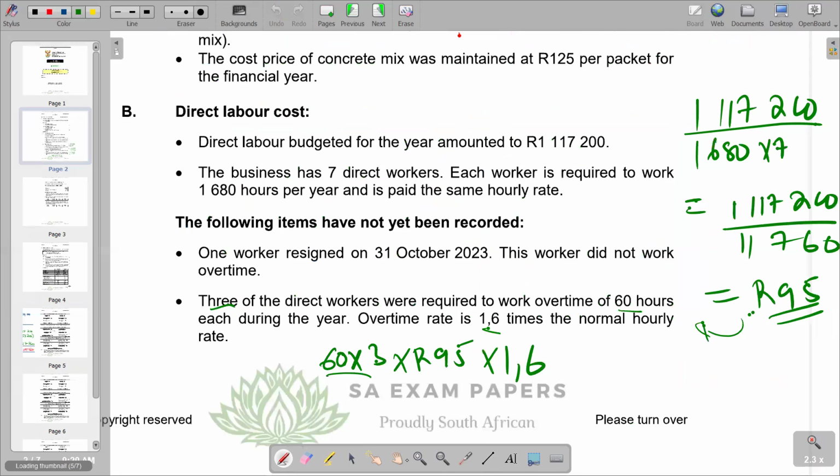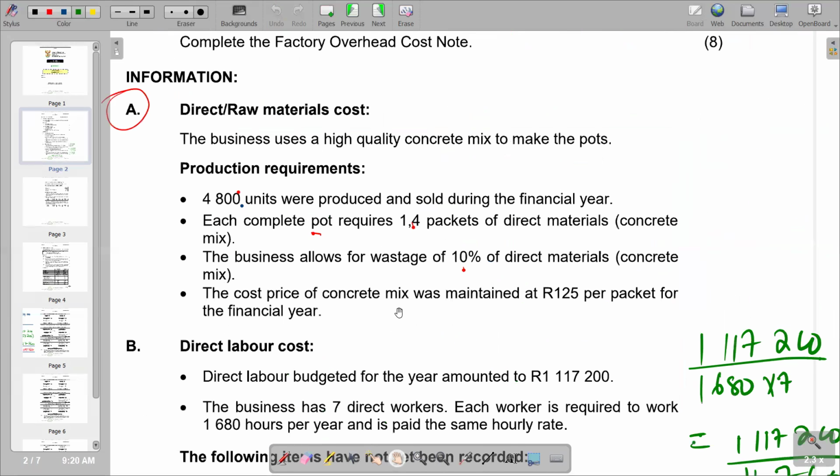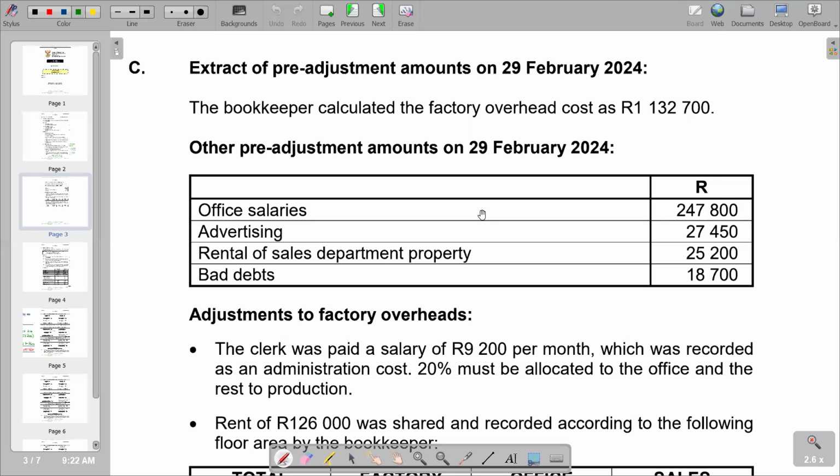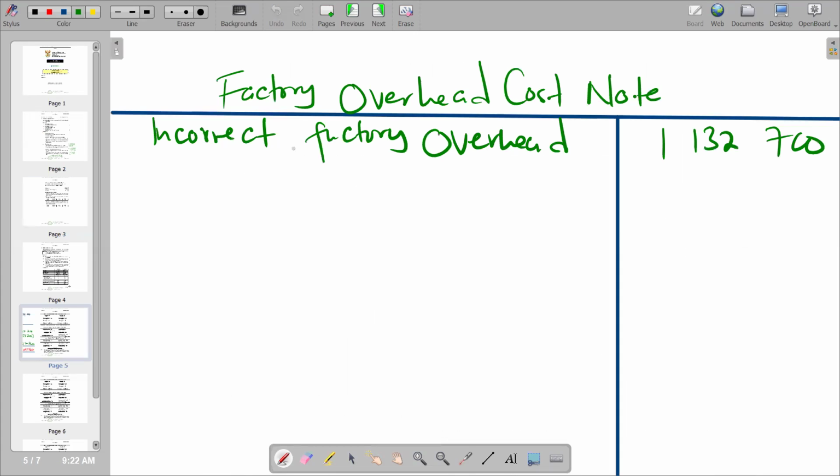We move on to the next part, which is going to be 4.1.3. Refer to information C. Complete the factory overhead cost note. So our information C is where we have an extract of pre-adjustment amounts on 20 February 2024. We are told that the bookkeeper calculated the factory overhead cost as 1,132,700. So this is the starting point, whereby we have incorrect factory overhead of 1,132,700.